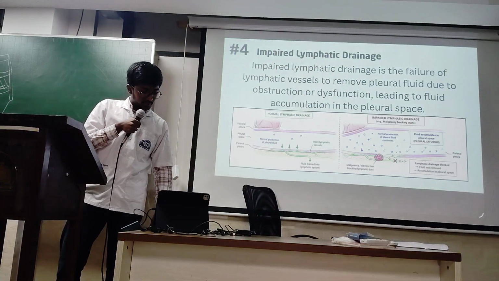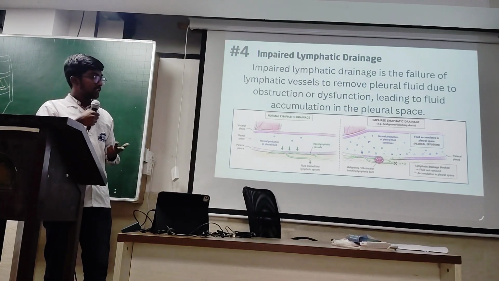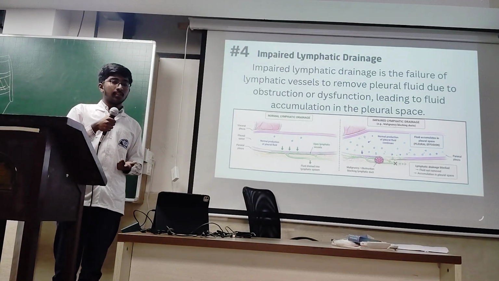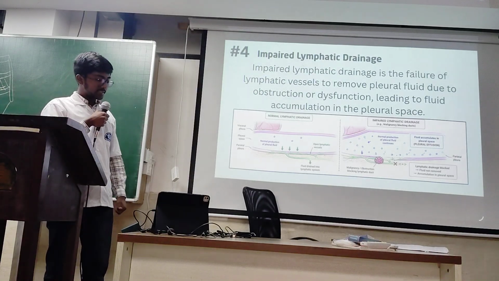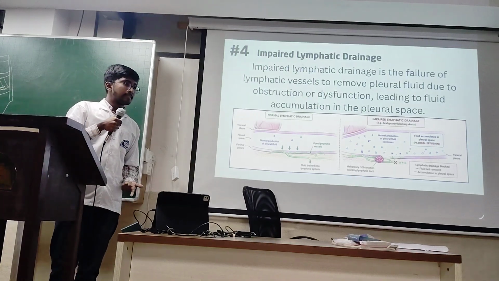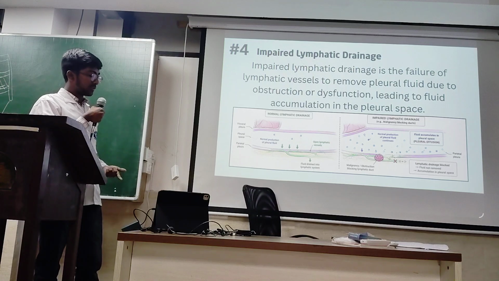Then we have another mechanism which is impaired lymphatic drainage. As Shatrugna said, lymphatics are mainly responsible for the removal of pleural fluid from the pleural space. So if lymphatics are damaged due to malignancy or any obstruction, then the pleural fluid is accumulated in the pleural space.